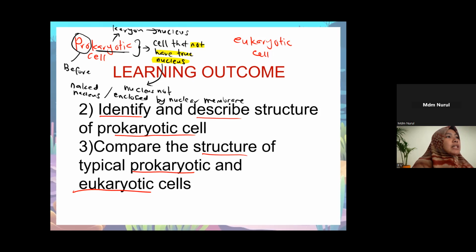Faham ke? So that is prokaryote, meaning it is cell or organism that do not have true nucleus, which means the nucleus is not surrounded by a membrane. Nama membrane tu nuclear membrane. So kalau eukaryote, U maksudnya true. So eukaryote, organism or cell that have true nucleus. What does it mean by true nucleus? Nucleus is surrounded or enclosed by nuclear membrane. So that is the difference. Ini salah satu karakteristik membezakan prokaryot and eukaryot. Ada lagi benda-benda lain yang membezakan dia. Ini basic.